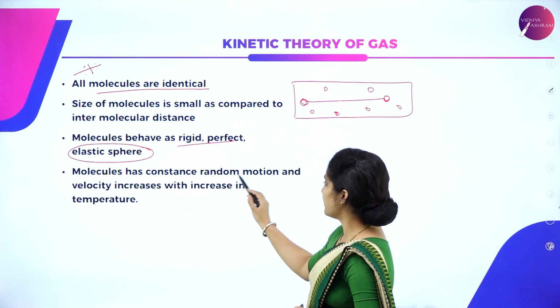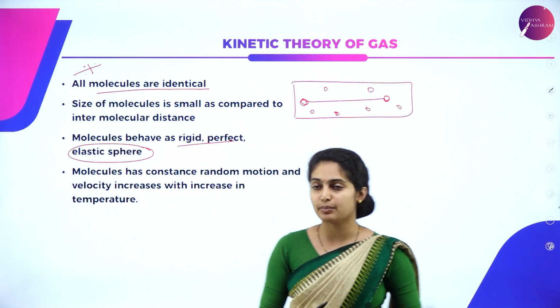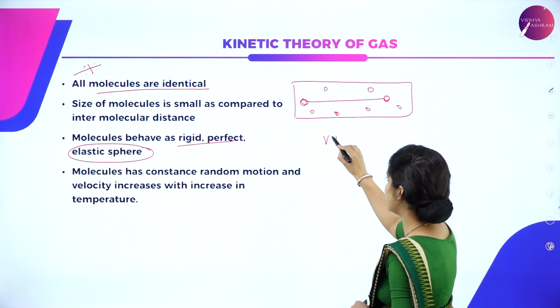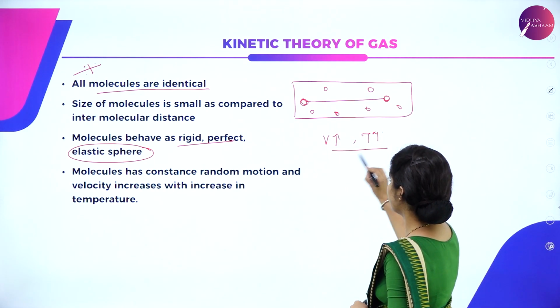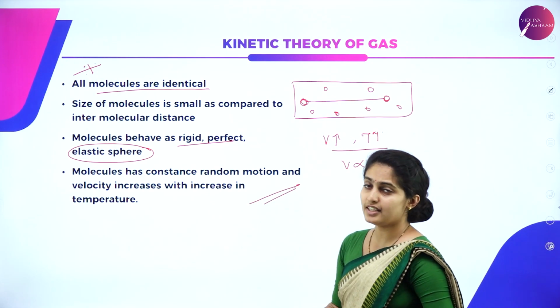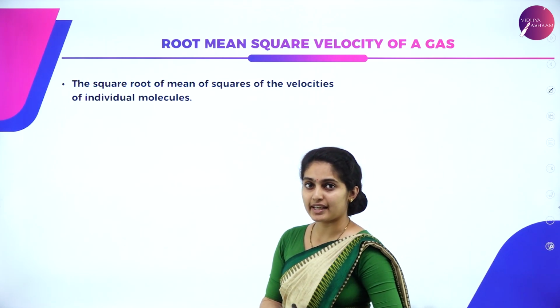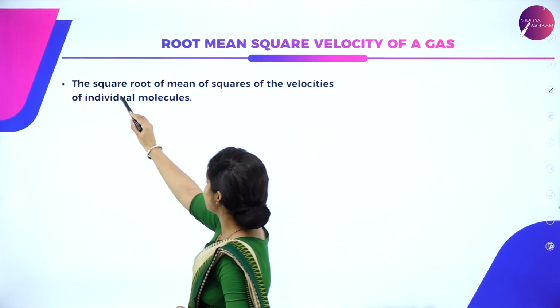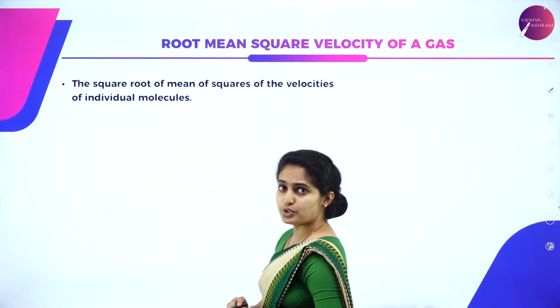Molecules have random motion and their velocity increases with increase in temperature. As the velocity increases, the temperature also increases. So the concept that velocity is directly proportional to temperature can be studied here. Next we have the root mean square velocity of the gases. What is it? It is the square root of the mean of squares of the velocities of the individual molecules.